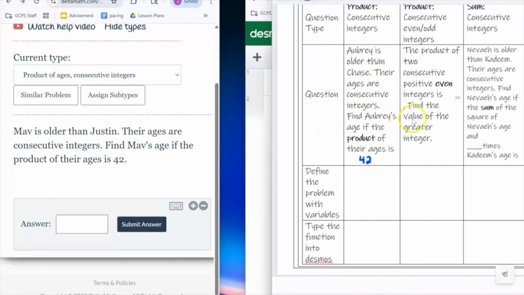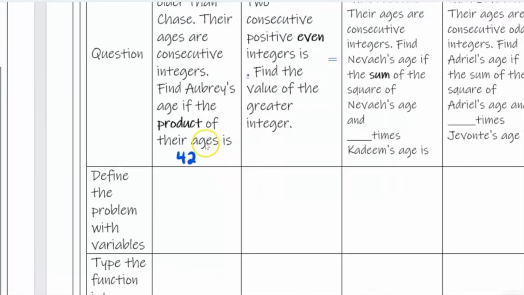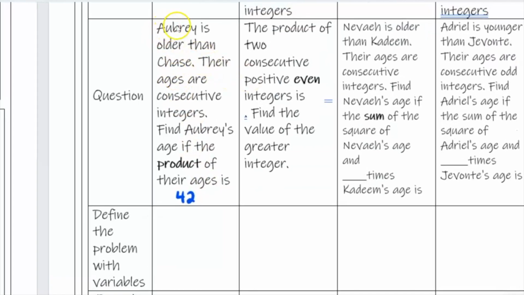All right, so it says define the problem with variables. Okay, so let's see what the situation said. It says Aubrey is older than Chase. Their ages are consecutive. So let me just go ahead and write this. For example, let's say one person is 10. In order for their ages to be consecutive, again, what does consecutive mean? Right next to each other, the next person will be 11. And then you would decide, okay, Aubrey is older than Chase. So this is Chase because he's younger, and this is Aubrey because he is older. That's the difference when you're seeing older and younger. You just have to decide which number belongs to who.